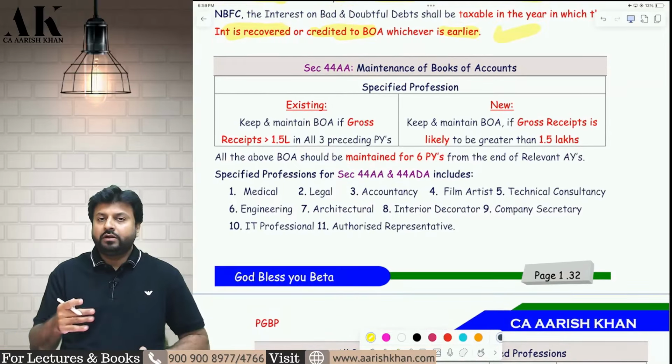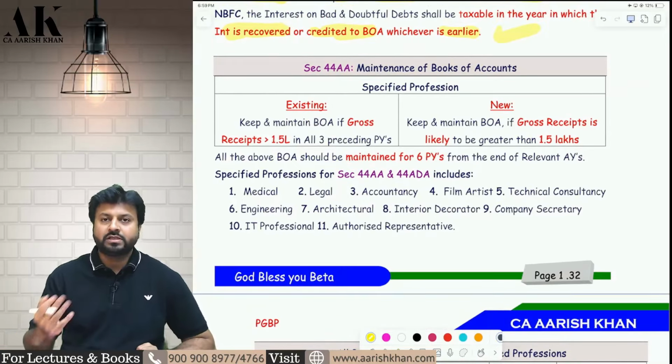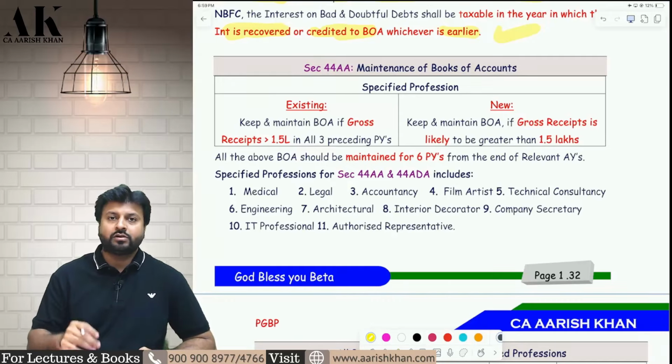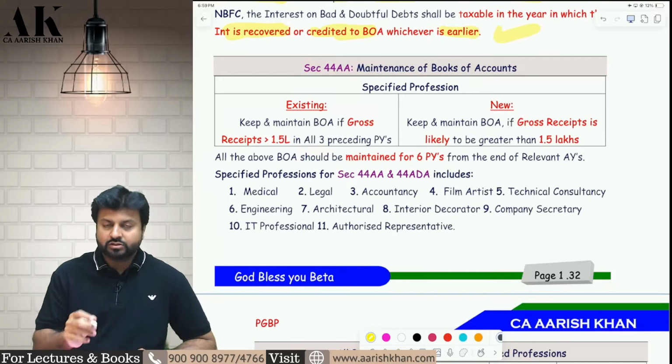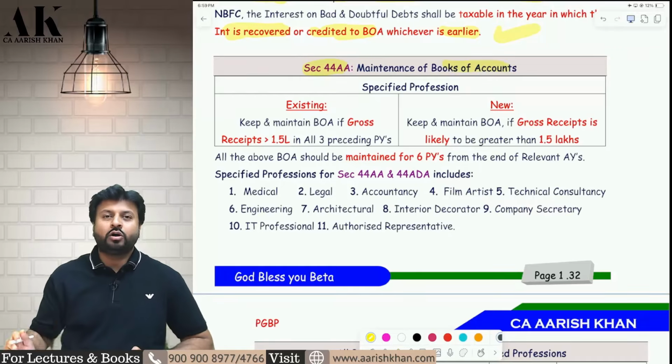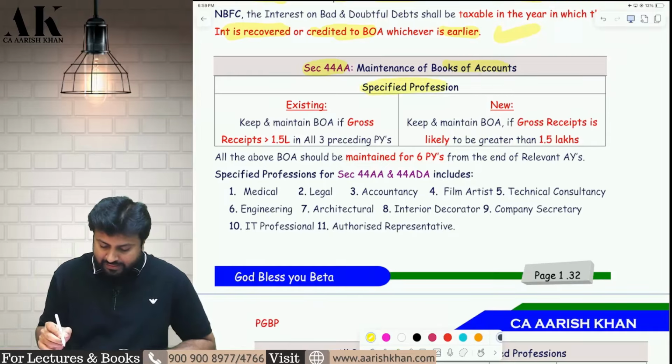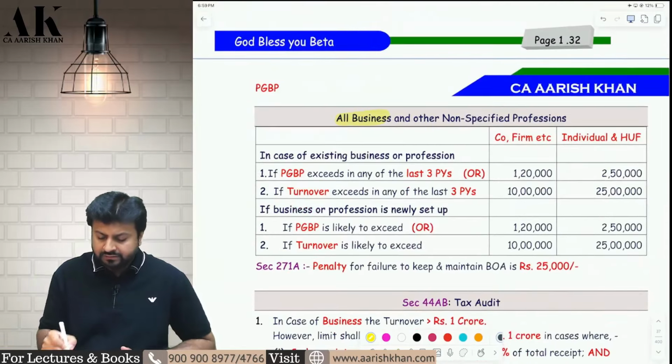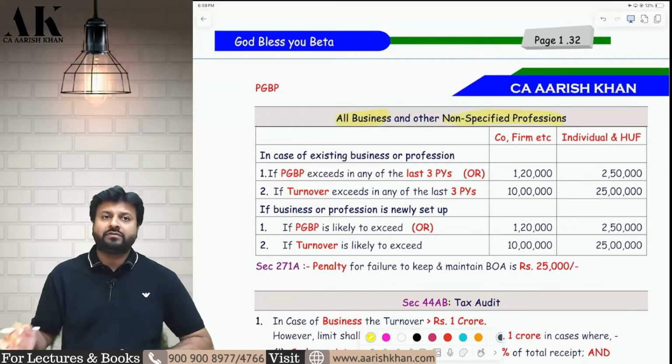Now, some procedural section like maintenance of books of accounts. If you're following business and professions, then obviously you have to maintain a lot of books of accounts, you have to conduct tax audit and all these things you have to fulfill. Okay, so let's talk about books of accounts first. 44AA, maintenance of books of accounts. For the purpose of books of accounts, all the assessees are categorized into two categories. Certain specified professions are there and others are there. In others, all business assets will come and all other non-specified professions will come.